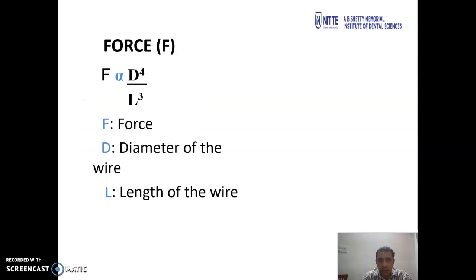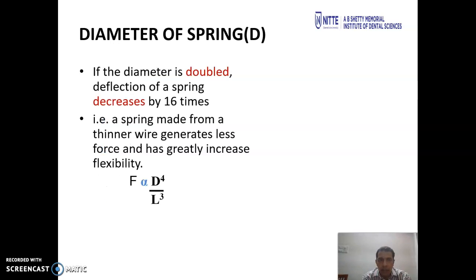Now we have this formula: force is proportional to the diameter divided by the cube of the length of the wire. How we interpret this is, if the diameter of the wire is doubled, the deflection of a spring decreases by 14 times. It becomes stronger, but the deflection decreases. The range of movement is reduced.